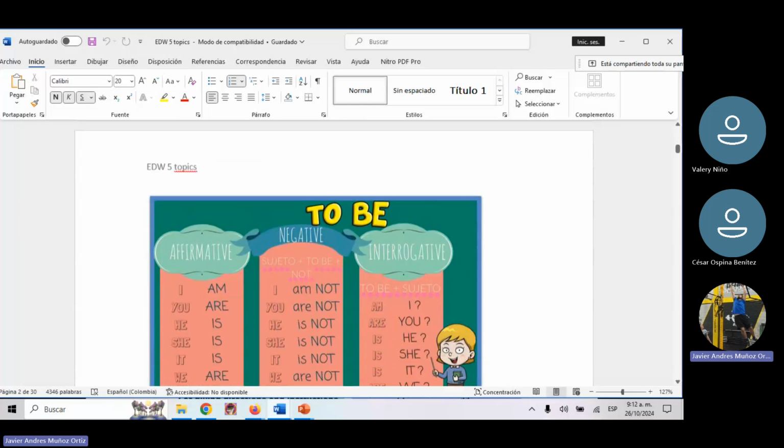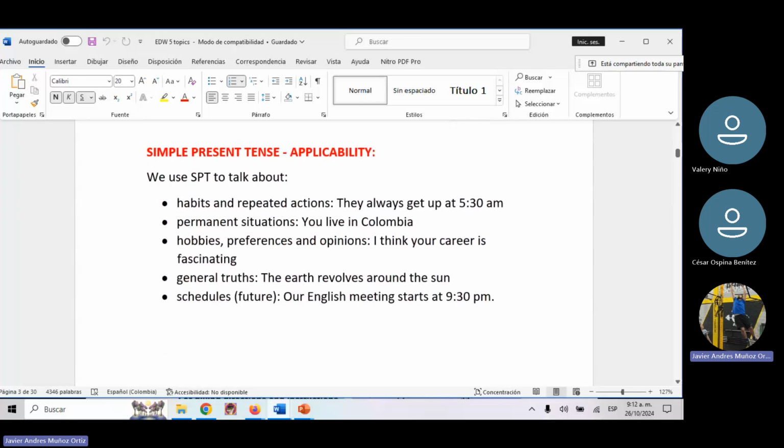Additionally, this is the first part of simple present tense, because the second part studies how the simple present tense works with other verbs like create, enjoy, believe, read, study, and so on. We said that the applicability of simple present tense is mainly for talking about permanent situations, and also to predict the future in terms of things that are going to happen that we cannot control. Something is going to happen even if we are not there.